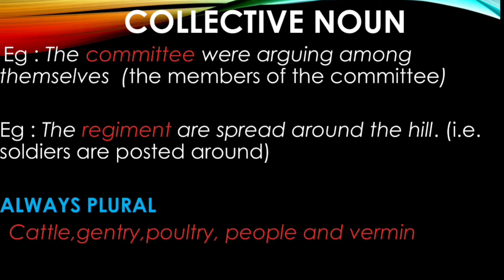Why? If there is a reference to individual members of the group, the collective noun is considered plural. So here it suggests the members of the committee. That is why were is used, which is a plural verb. Okay. The regiment are spread around the hill. Same here. Soldiers in the regiment are represented.